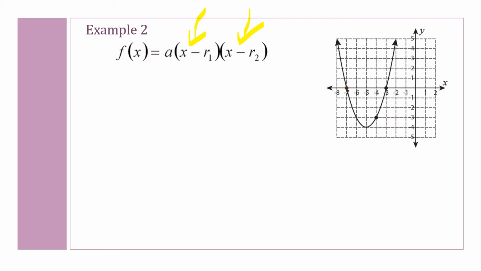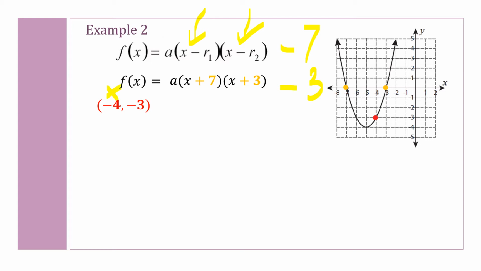So let's look for the zeros. One of our zeros is -7. The other zero is -3. And since both of our zeros are negative, when we substitute them back in the form, it becomes +7 and +3. Now we need to find the a by using a point on the graph. The point on the graph we have is (-4, -3). So wherever you see x, you're going to put -4 in the place of x, and we're going to put -3 in the place of f of x. So therefore, x is -4 and f of x is -3.